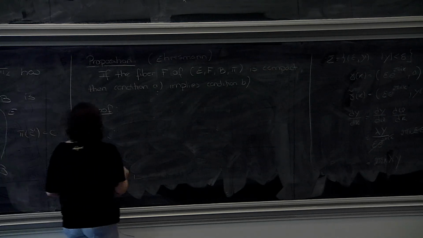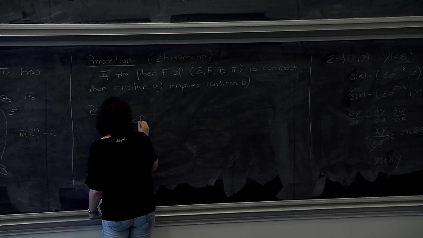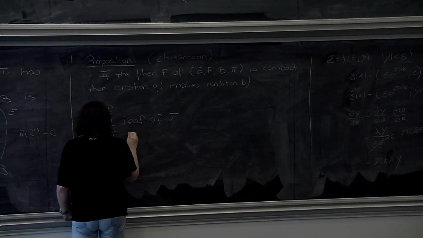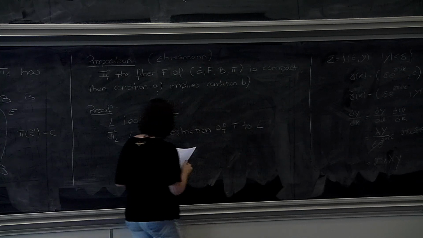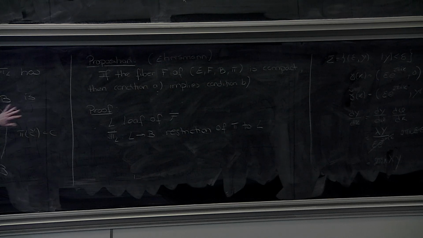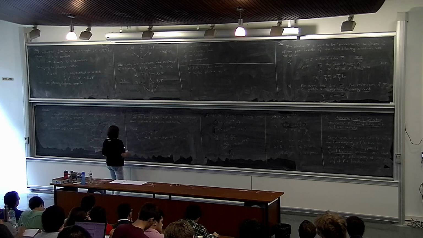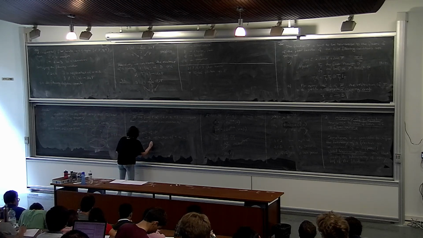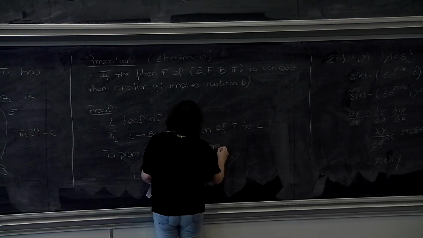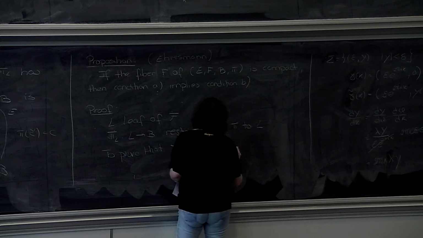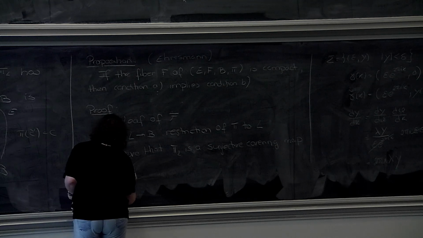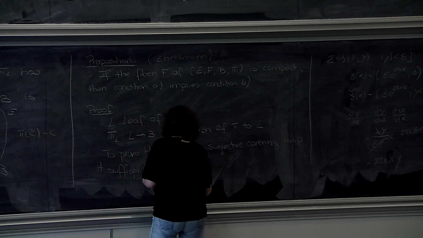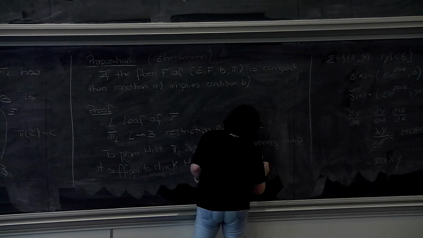And I'm going to make the proof of this proposition. Okay, so let us consider L, a leaf of the foliation, and let us take PL as the restriction of P to L. And to prove that condition B is satisfied, it is equivalent to prove that it has the path lifting property. So to prove that PL is a surjective covering map, it suffices to check that it has the path lifting property.